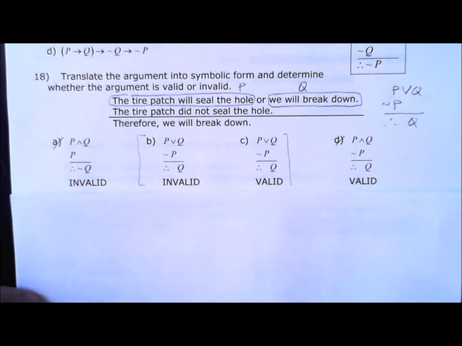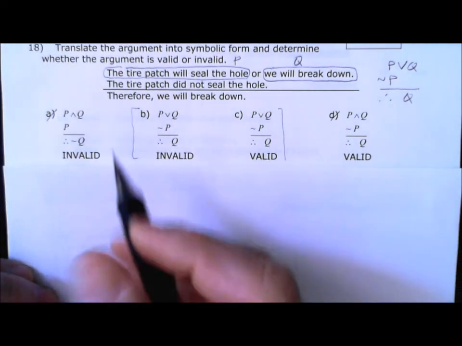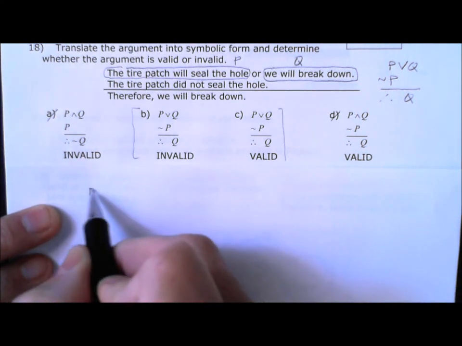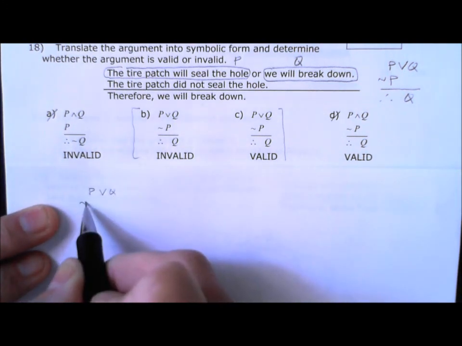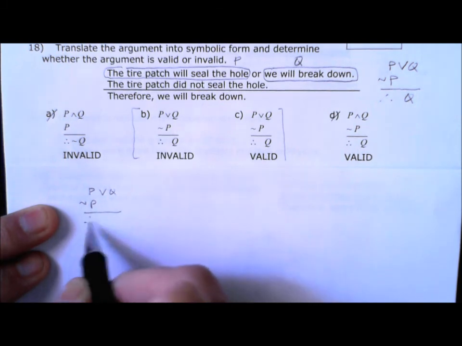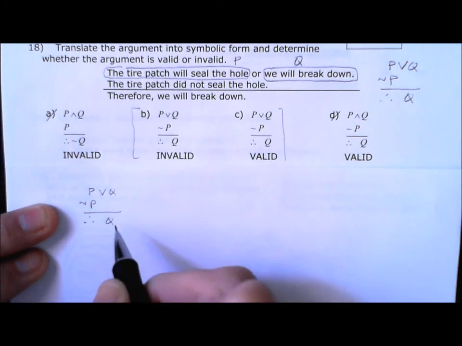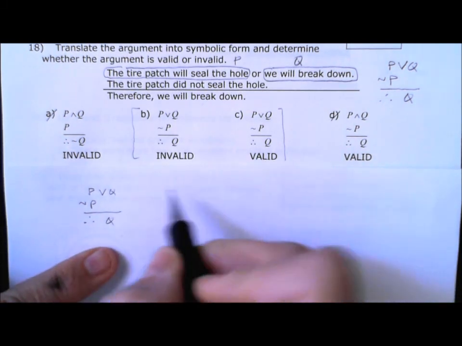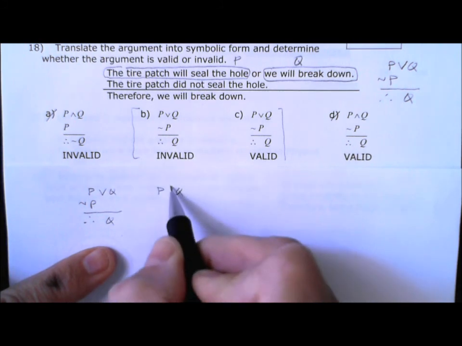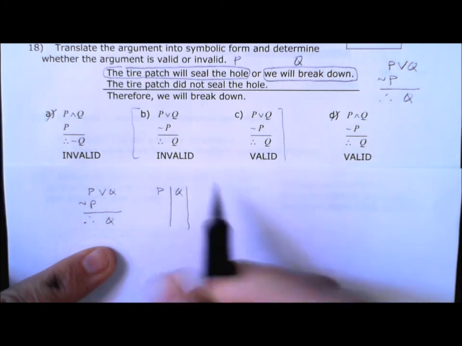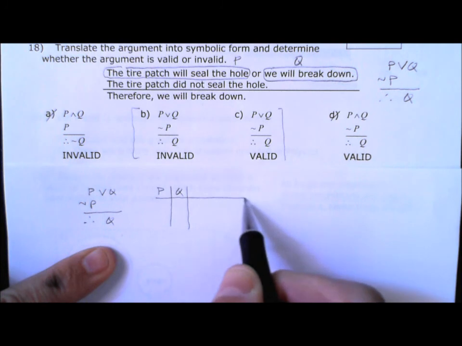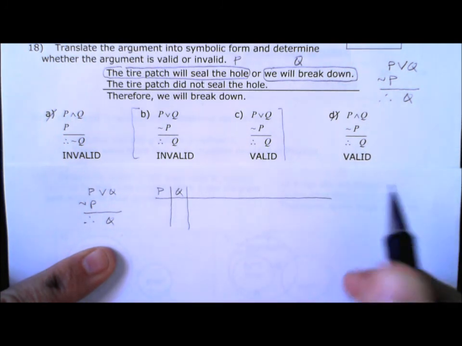Okay? So we have the argument P or Q, not P, therefore Q. And we want to determine whether it's valid or invalid. So we'll do a giant truth table. This is one method, pattern matching is another, and then the bad row is the last technique.